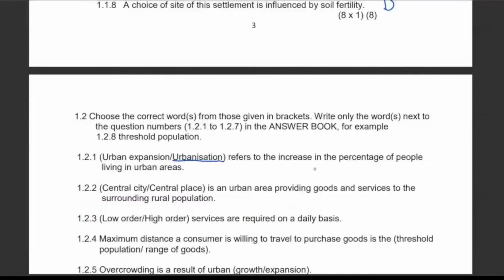Right, we move on to the next question. Central city or central place is an urban area providing goods and services to the surrounding rural population. We don't have a central city concept, we have a central place. A central place is basically an urban area that supplies the services and the goods to the surrounding farmlands or countryside. If we check towns like Upington in South Africa, it is a typical example of a central place. It supplies basic goods and services to the surrounding farmlands around the area. That is a central place.